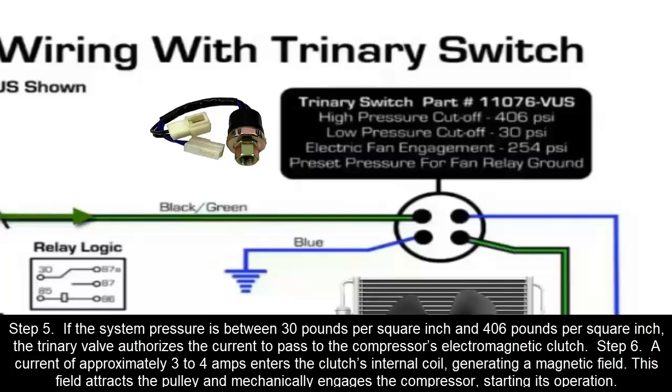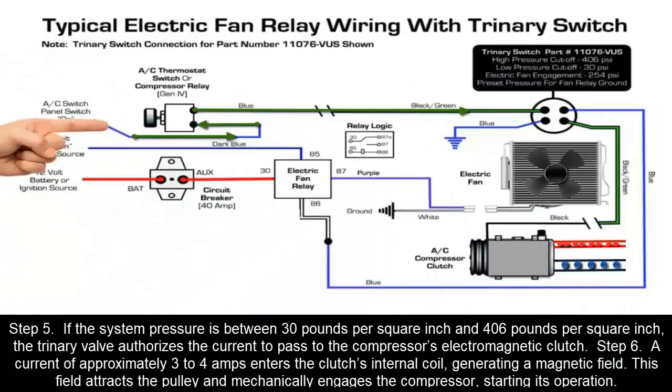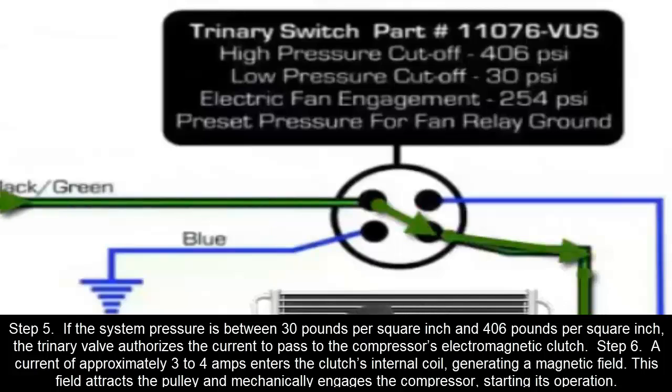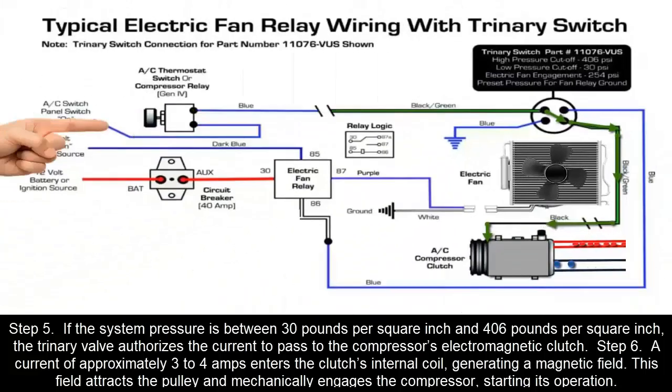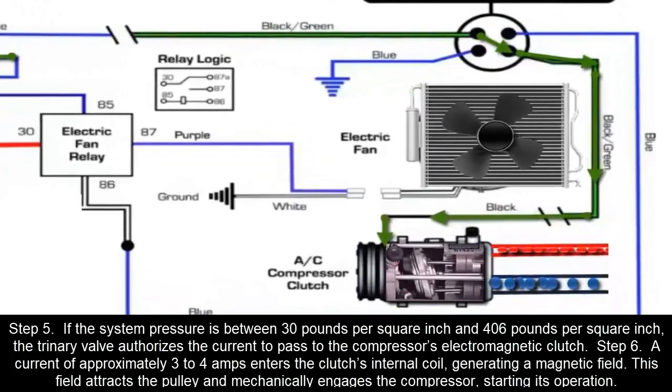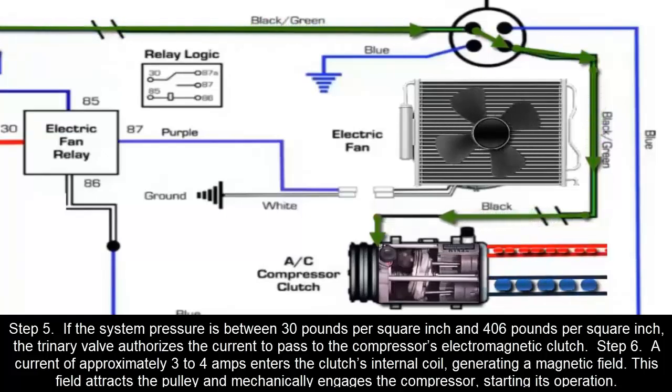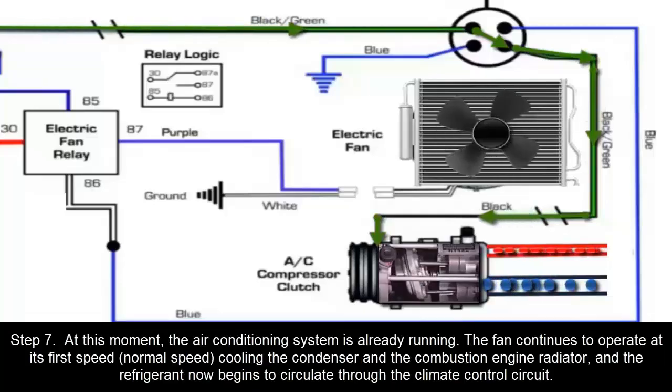Step 5. If the system pressure is between 30 pounds per square inch and 406 pounds per square inch, the trinary valve authorizes the current to pass to the compressor's electromagnetic clutch. Step 6. A current of approximately 3 to 4 amps enters the clutch's internal coil, generating a magnetic field. This field attracts the pulley and mechanically engages the compressor, starting its operation.